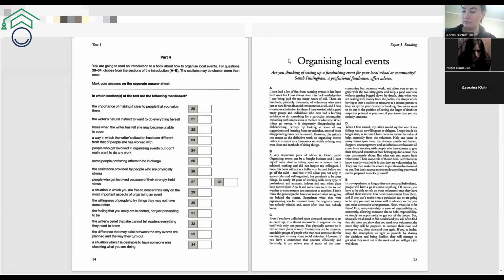But what can you expect from volunteers? There is one rule of thumb here. Let volunteers know exactly what job it is that they are volunteering for. They can make a choice to put themselves forward or not. But don't expect anyone to do anything you would not be prepared to tackle yourself. Thank you very much. So let's now look at variants that refer to part D. So number 21, the writer's natural instinct to want to do everything herself.